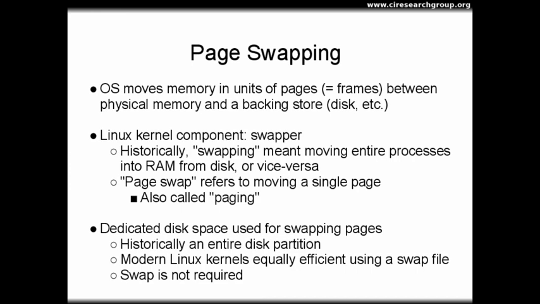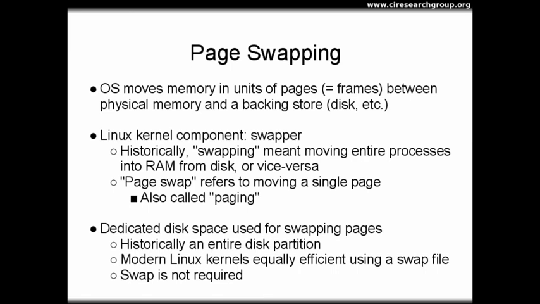The process of moving pages or frames of memory back and forth between RAM and the backing store is known either as swapping or as paging. Historically, the term swapping referred to the movement of entire logical address spaces, or entire processes, between RAM and disk. Moving single pages, or frames, of data between RAM and the disk was called paging. In modern practice, both terms are used interchangeably, and the Linux kernel component that performs page movements is called the swapper. A single movement of a single page frame into or out of physical memory is called a page swap.